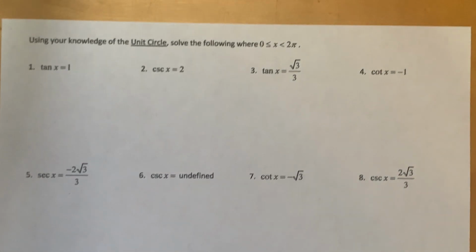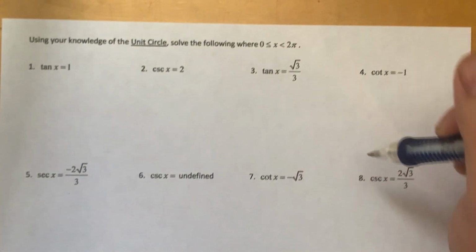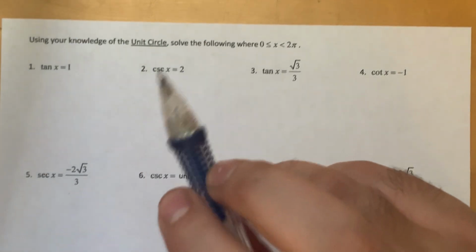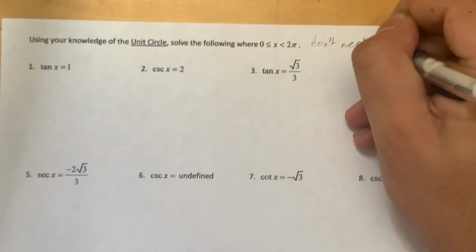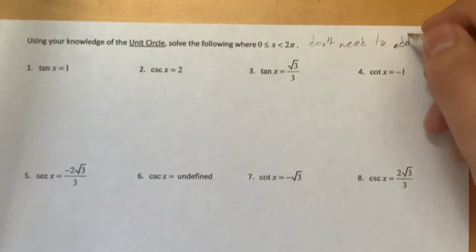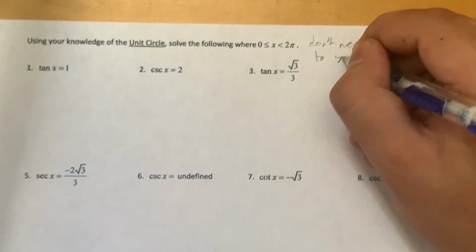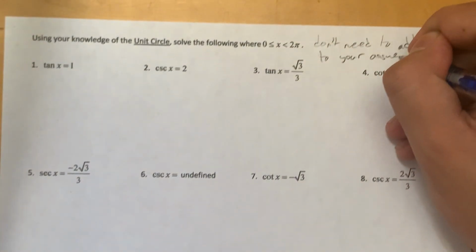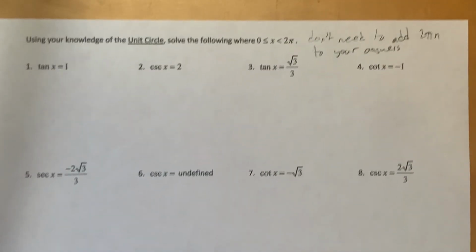So tangent of x equals 1. So when do they equal? Use your knowledge of the unit circle. Solve for the following where x is between 0 and 2 pi. So we don't need to add 2 pi n to your answers, right? Because it's telling you it's only one revolution.